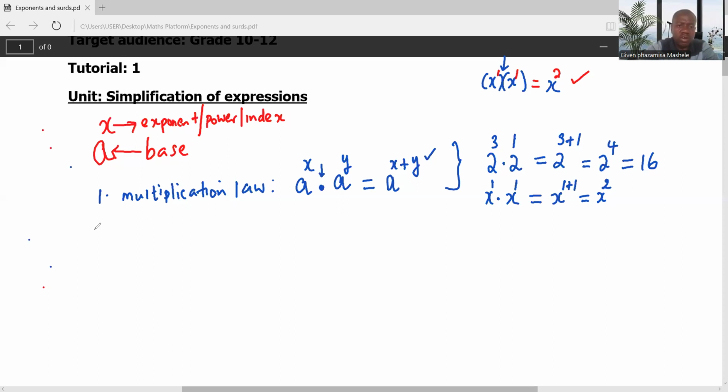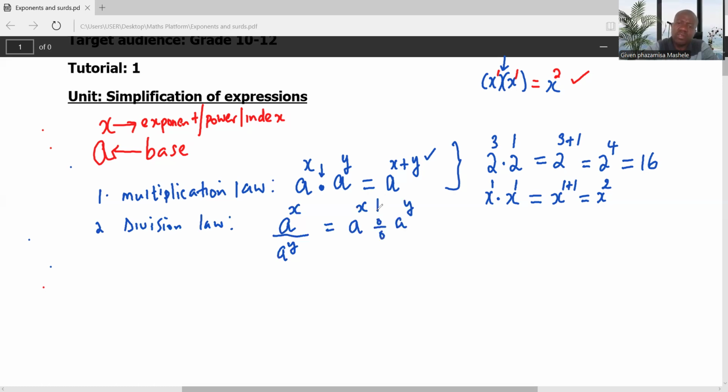Okay, then the division law, I'll just write this as division law. This is the law when we're dealing with division, which says a to the power of x divided by a to the power of y is the same as a to the exponent of x divided by a to the exponent of y.